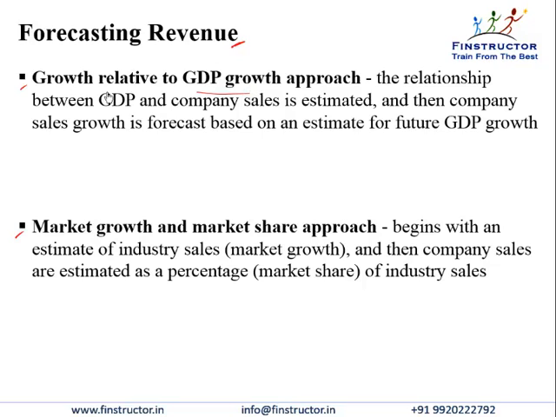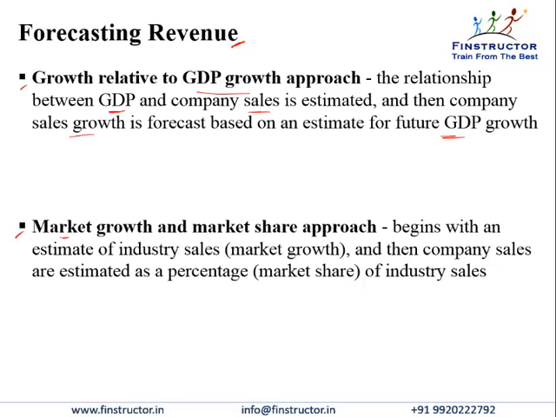So in the growth relative to GDP growth approach, we first estimate the relationship between the GDP growth and the company sales, and then the company sales growth is forecasted based on the estimate of future GDP growth. So in the future, if GDP is expected to grow 7%, the company will grow so much percent.